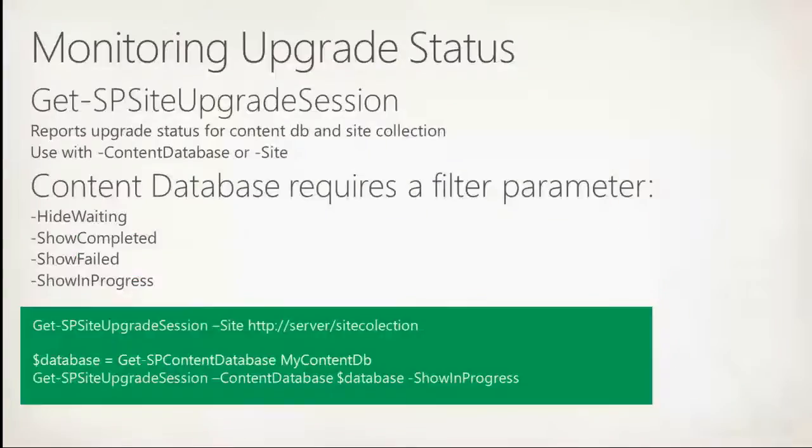To monitor the upgrade status, we can use Get-SPSiteUpgradeSession. And this has all sorts of parameters. So if you're doing a bunch of upgrades and you've got a bunch of them queued up, it has various parameters there, like show completed, show in progress, things like that. Or you can look at it for a given site to see what's going on.